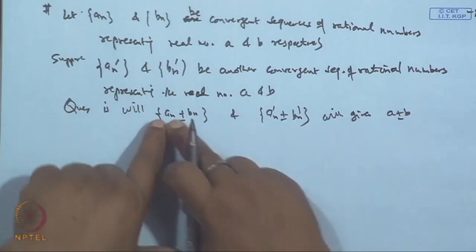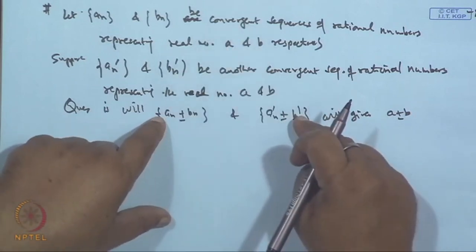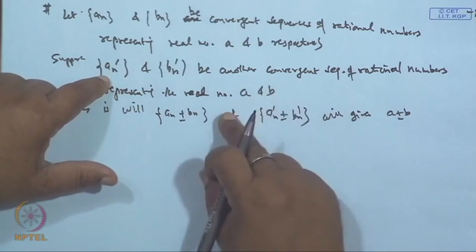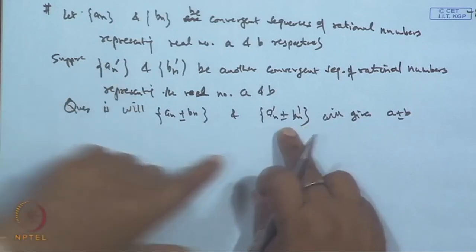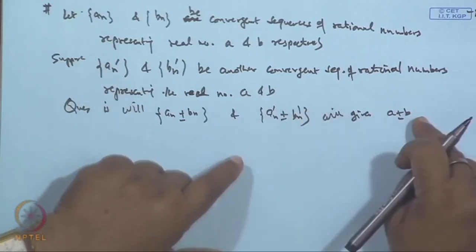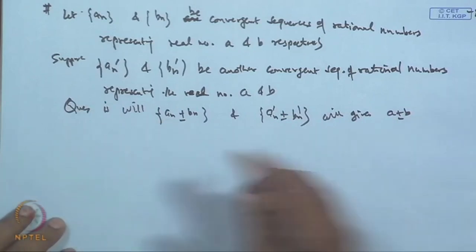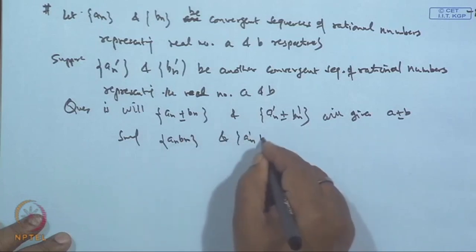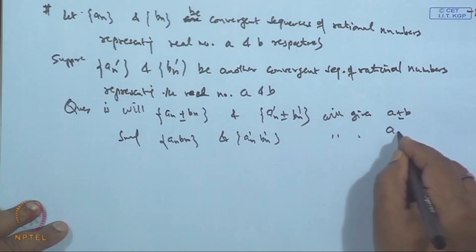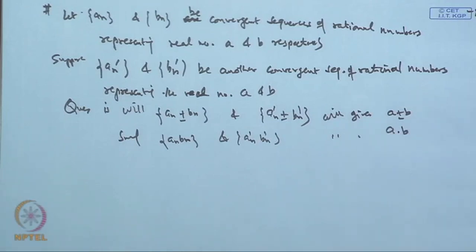Now, what I am claiming is, in place of a_n and b_n, I am choosing a_n' and b_n', which are sequences also converging to a and b. Then instead of a_n plus b_n, if I take a_n' and b_n', will this convergent sequence represent the same sum as the sum of the first sequence? Similarly, will the product a_n b_n and the product a_n' b_n' give the same number a times b? Otherwise, if it gives a different number, then the entire theory will flop. There is no point in developing the theory in such a way. So, the answer is yes.